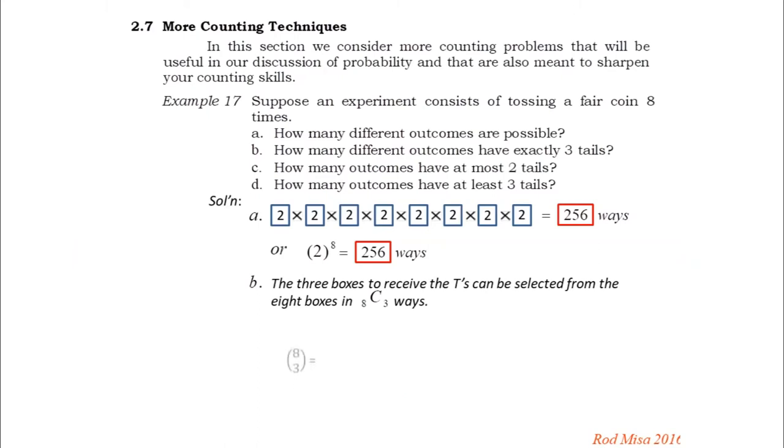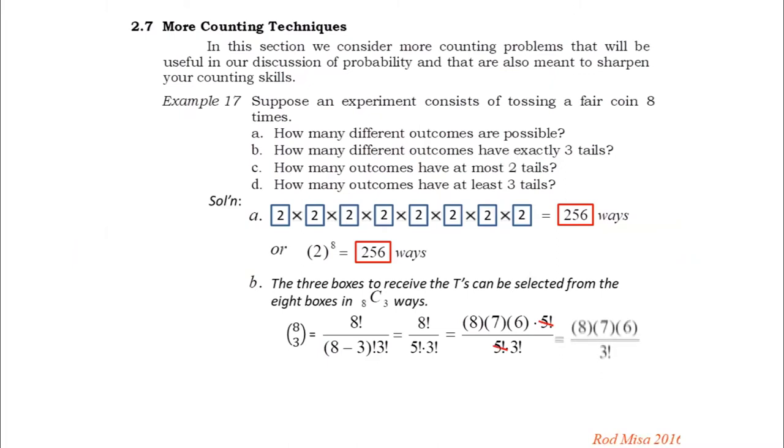So therefore, we can take the combination of 8, taken 3 at a time. And we know that this is equal to 8 factorial divided by 8 minus 3 factorial times 3 factorial. And subtracting 3 from 8, the difference is 5. So 8 factorial can be expressed as 8 times 7 times 6 times 5 factorial, so that we can cancel this 5 factorial with the 5 factorial in the denominator. So we are left with 8 times 7 times 6 divided by 3 factorial.